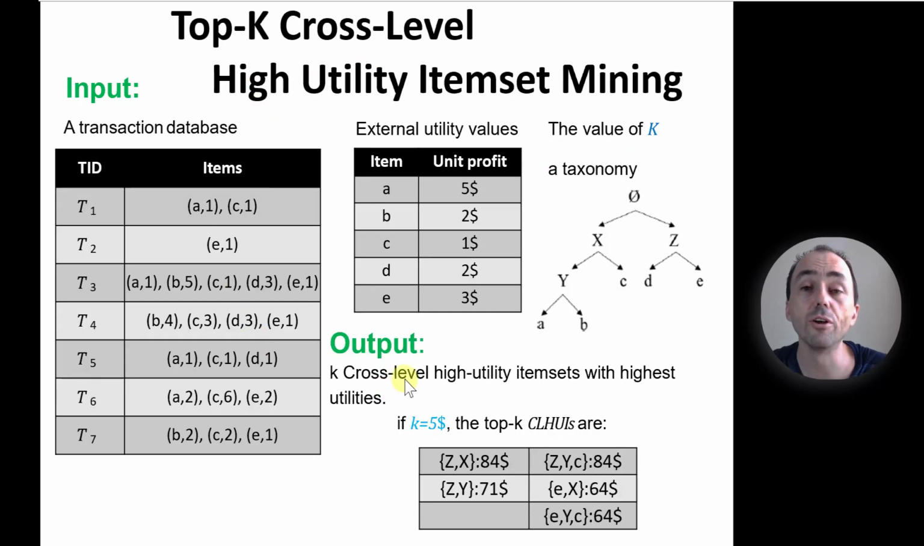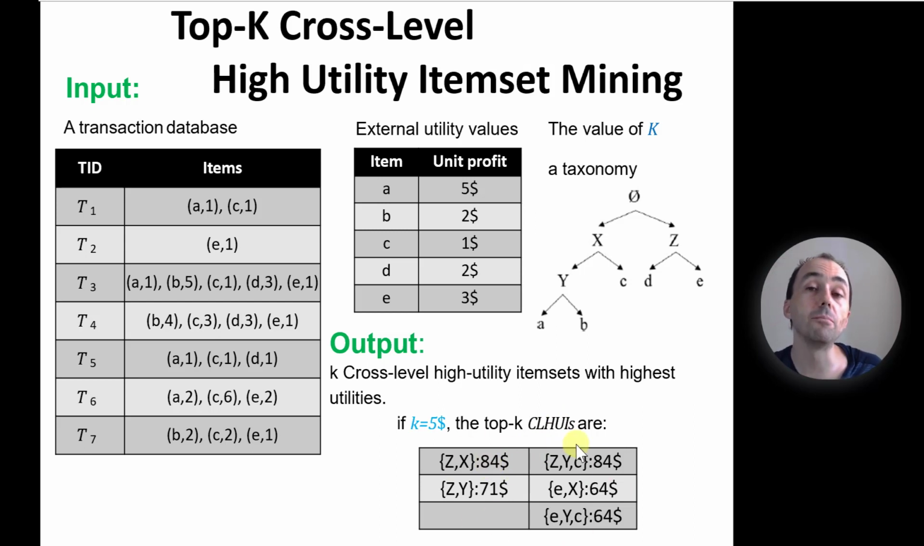Here I have the example, okay, just to give you the main idea. I have the same database I had before, okay, but here instead of setting the minimum utility, I need to choose a value for k. So for example, if I set k equal 5, it means I want to find the top 5 cross-level item sets that make the most money. Okay, so this will be the result.